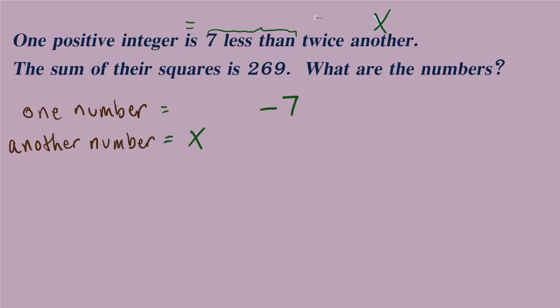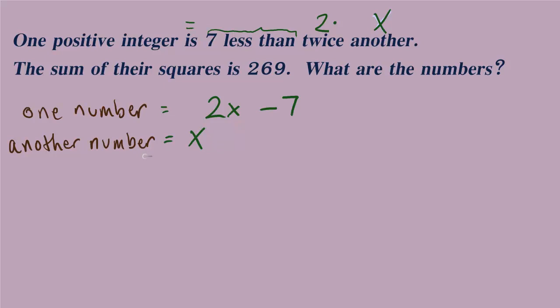Well, twice means times 2, and another, we decided that we will use x to stand for the other number. So twice the other number is 2 times x. The 7 less than is 2 times x. We're looking at 2x minus 7. That's the first part of this problem, the representation. How are we using variables to represent our unknown numbers?